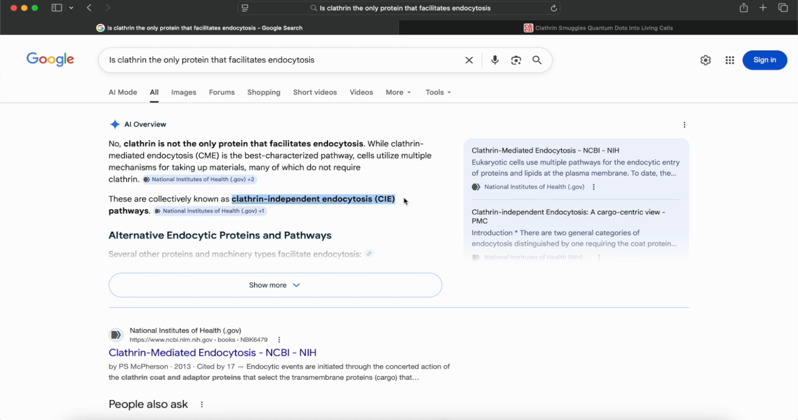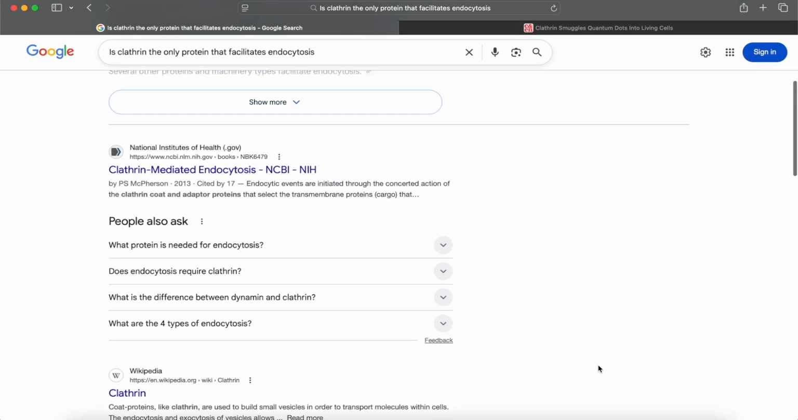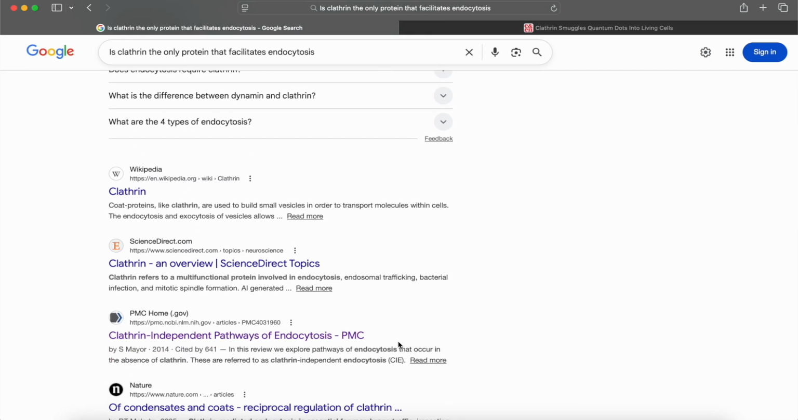Clathrin-independent endocytosis. That's about the different DNA, different environments, different types of beam steering, and molecular communication in the atmosphere for sensor networks, for all sorts of reasons, which occurs without the involvement of clathrin. Now let's scroll down and click on this link.